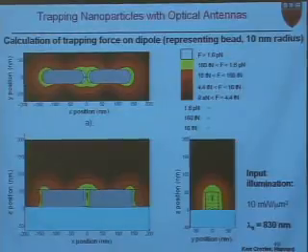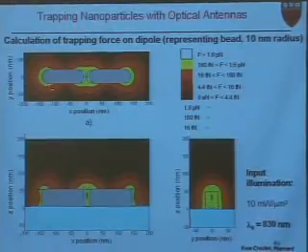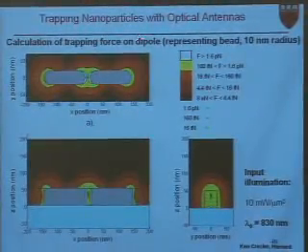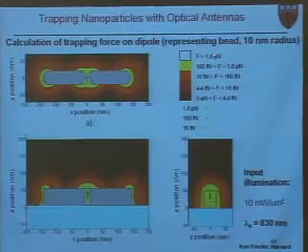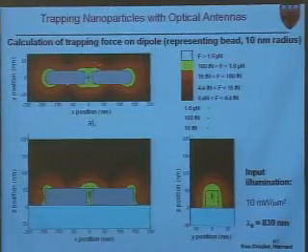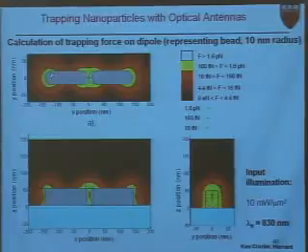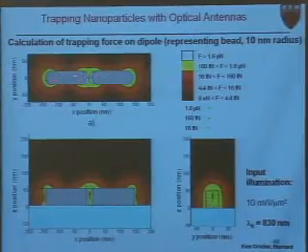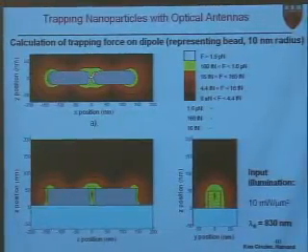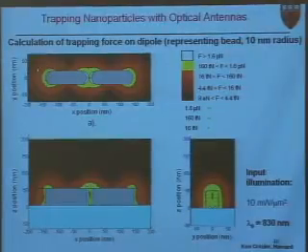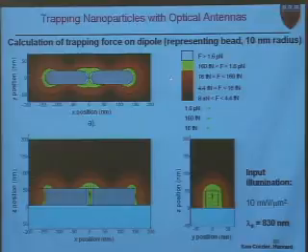And so how would this work? Well, what I've shown here are calculations of the trapping force on a dipole that represents a bead of 10 nanometer radius by an antenna consisting of these two gold rods, each about 130 nanometers long, separated by a gap of 20 nanometers. The green arrows represent the directions of the force. The color coding represents the magnitude of the force.